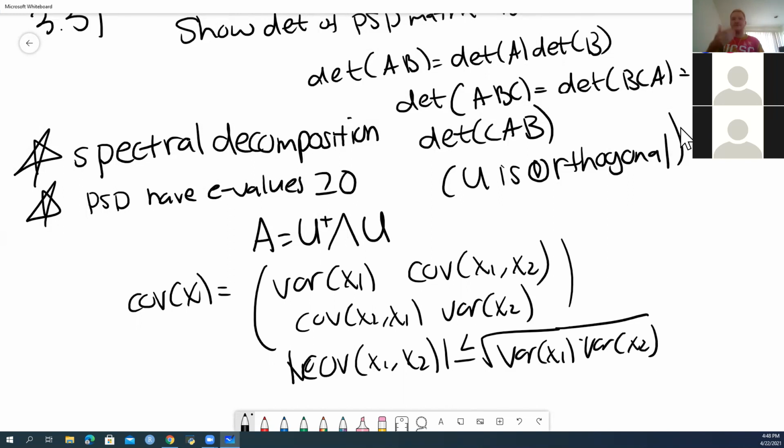And then for C, it just asks you to use this inequality to find a range of possible values. So you literally just have to plug it in.